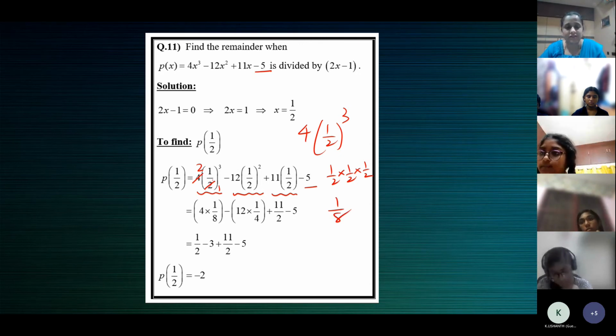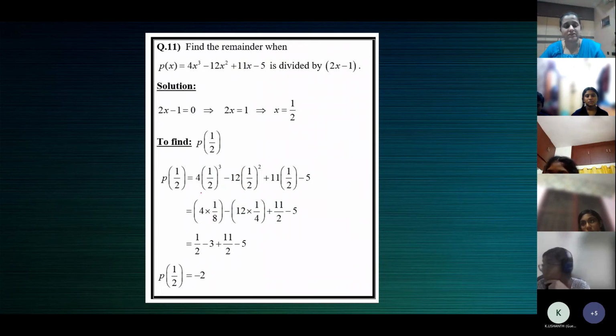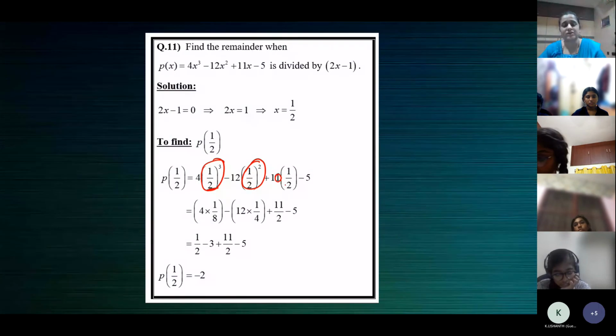You cannot cancel 2 and 4. You cannot cancel 2 and 12. You have to first evaluate the powers. You'll have to first find the value of this one. Here there is no power. Here, if possible, supposing this was 10, you can cancel the 2 ones or the 2 fives.